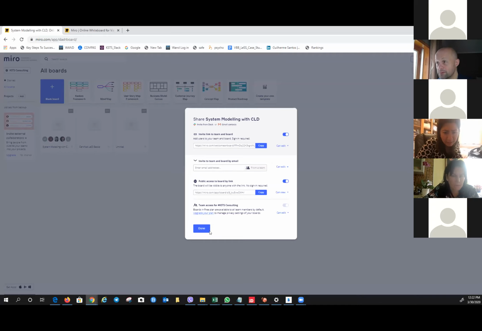All right, I don't know what else to fix here. So Gene, but it shows public access. Do you see that? Do you see the option? Can view, change it to can edit.